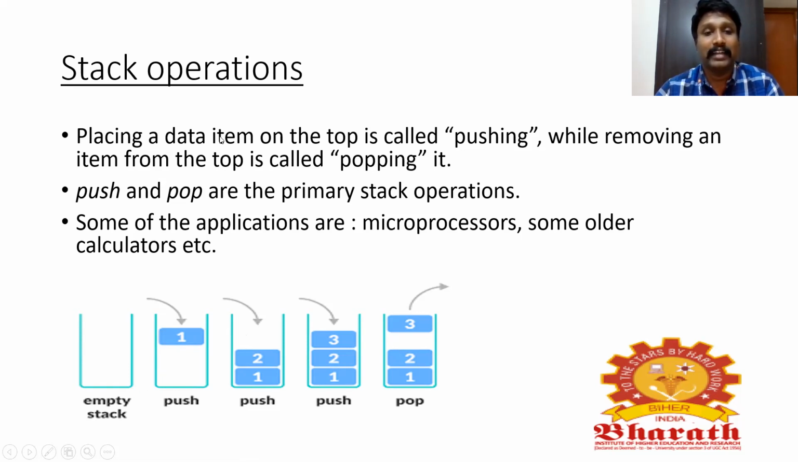So placing a data item on the top is called pushing, while removing an item from the top is called popping. When I'm just removing element 3, it is called popping. So now the top element is what? 2. So that's what push and pop are, the primary stack operations. So inserting and deleting, push and pop, are the primary stack operations.